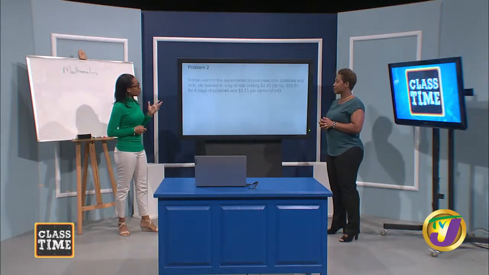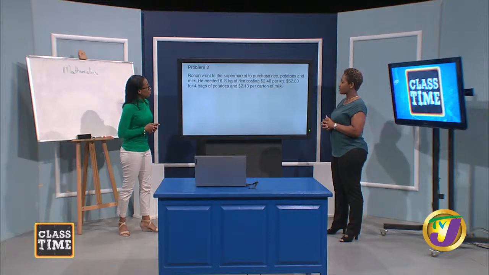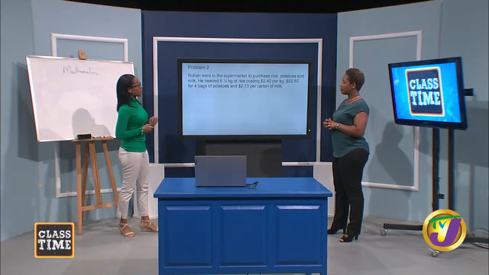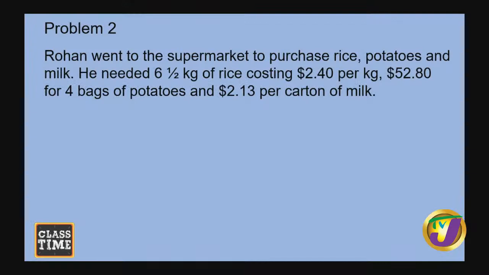So here we have another problem. All right. So apart from Joel going to the supermarket, here Rowan is going to the supermarket too. And he wants to purchase rice, potatoes, and milk. He needed 6.5 kilograms of rice costing $2.40 per kilogram, $52.80 for 4 bags of potatoes, and $2.13 per carton of milk.